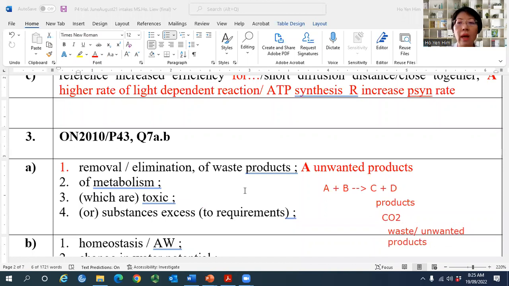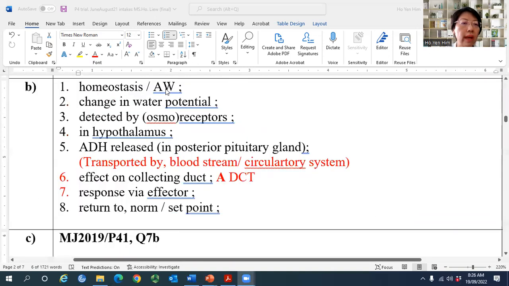So what do we do? Where do they come from? It comes from metabolism. Okay. And why do we want to remove them? Because they are toxic. They affect our cell activity, because, for example, CO2 will reduce the pH of the cell and of the body, so it will affect enzyme activity, because enzyme activity depends on the optimum pH. Or this product is in excess, so we don't need it anymore, so we have to remove them. Okay, we can break it down and convert to something else and recycle them.